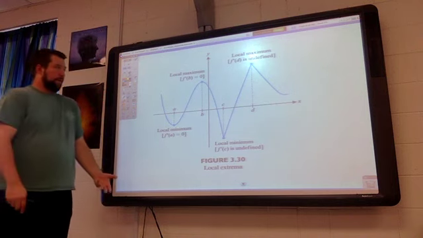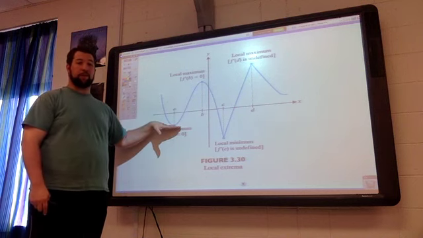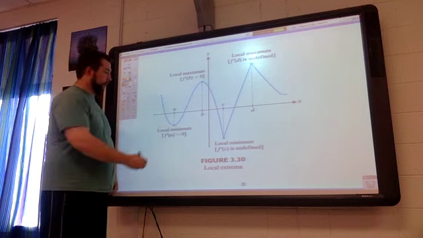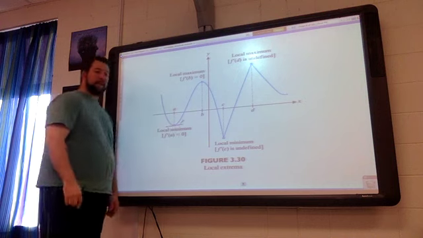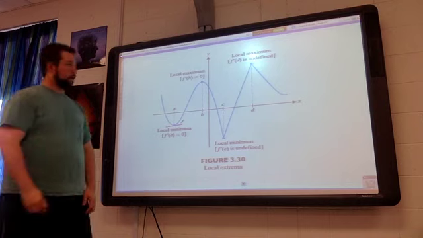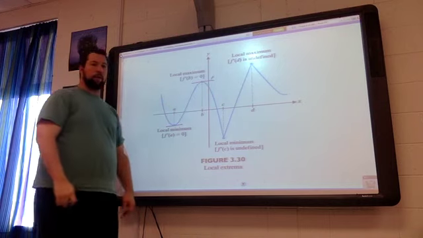All right, what's important about this is to think about what's happened with the derivatives at these points. Right here, that derivative, which is the slope of the tangent line, is 0. Up here, we have the same thing. That tangent line there, the slope is 0.